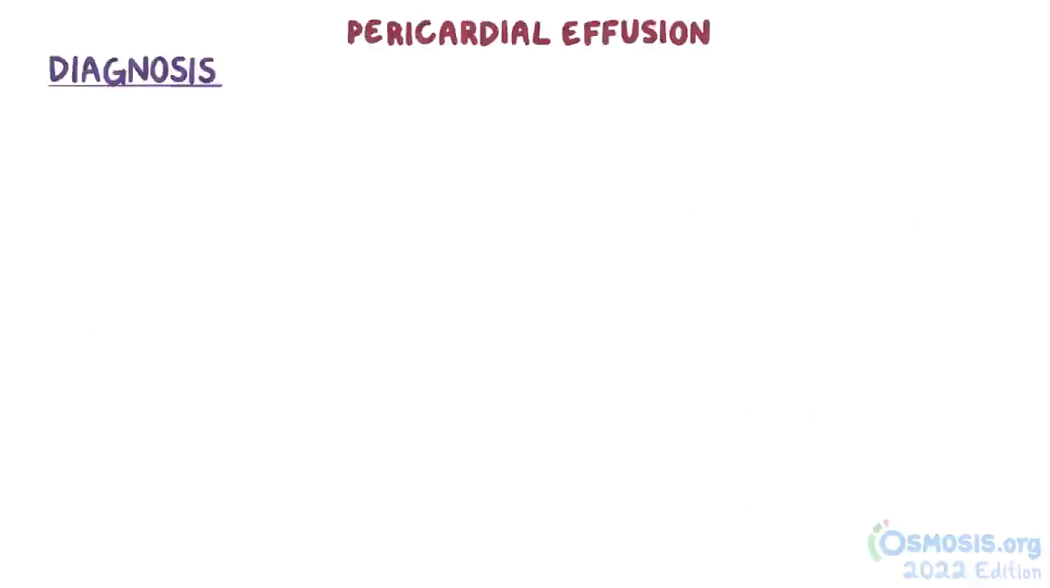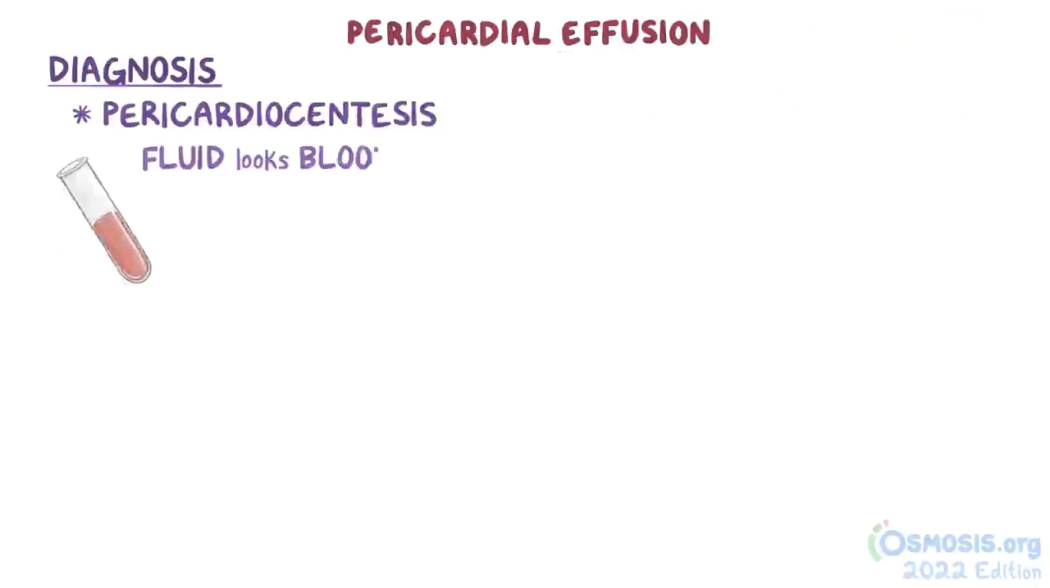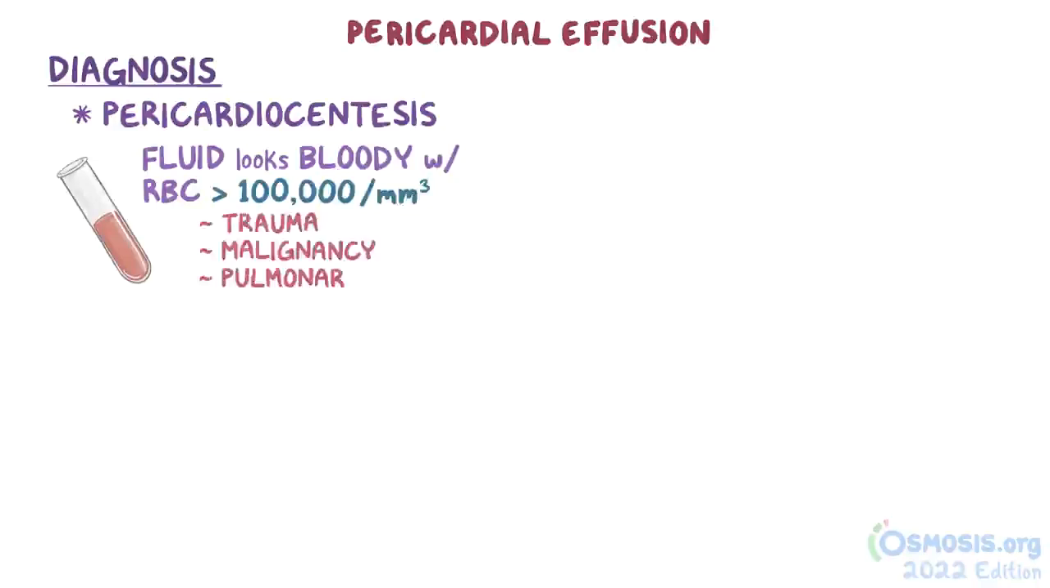If the cause of the pericardial effusion is unclear, pericardiocentesis can be done to obtain and analyze the pericardial fluid. If the fluid looks bloody or hemorrhagic, with a red blood cell count above 100,000 per cubic millimeter, it's suggestive of trauma, malignancy, or pulmonary embolism.